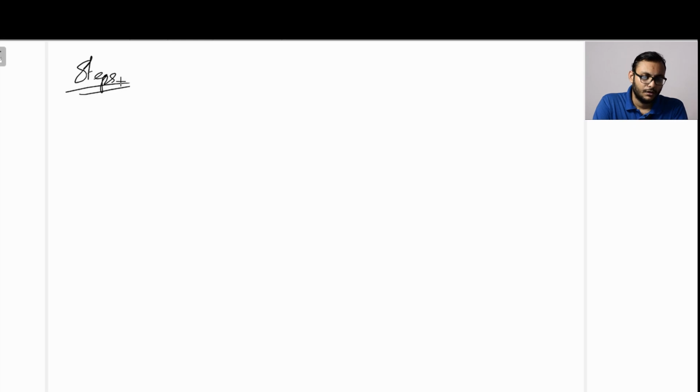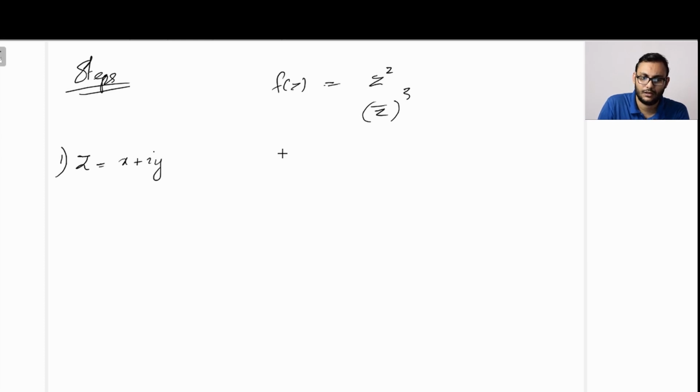Okay. Now, the first step is that we know that f of z is given. This is given as something like z square or z bar the whole cube or something like that. We have to substitute z is equal to x plus iota y. Then what will be the value of z bar? Z bar is nothing but x minus iota y. So, in a similar way, we have to substitute these x and y values instead of z. That is the first step.